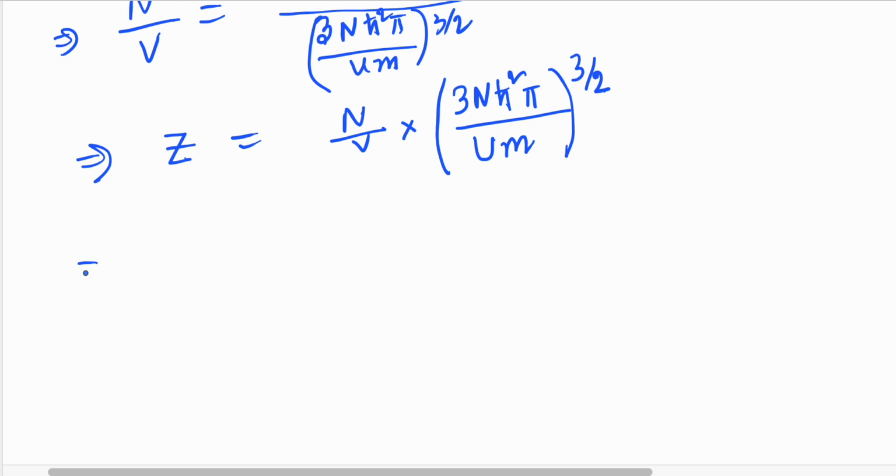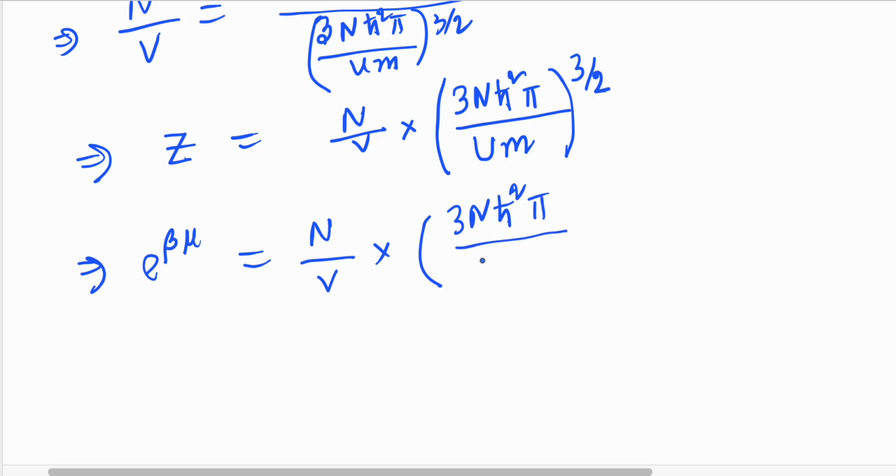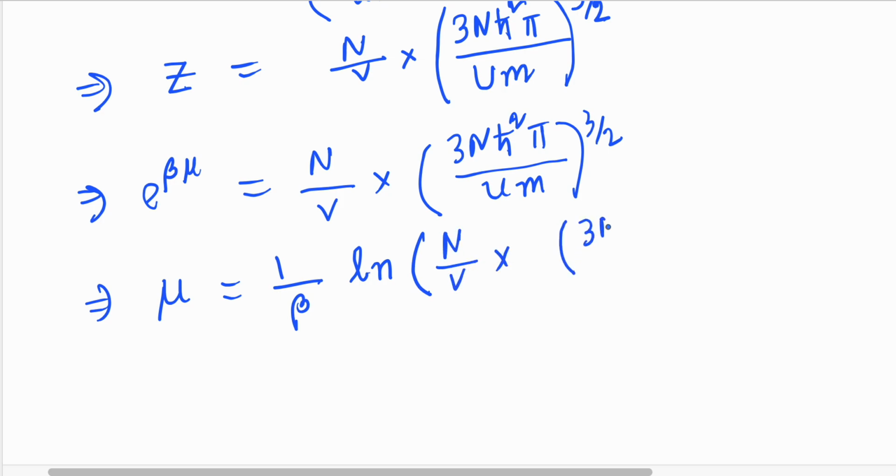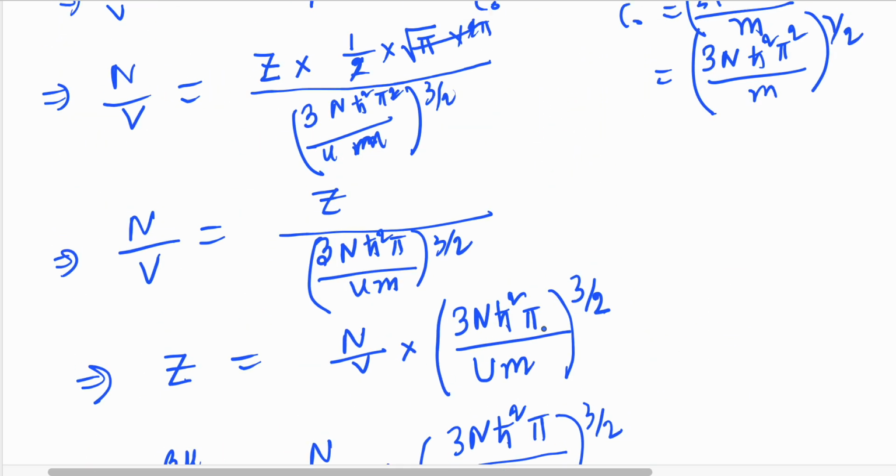So that means we know e to the power beta mu is n by v into (3n h cut square pi m)^(3/2). That means mu will be 1 by beta log in natural base n by v into (3n h cut square pi m) to the power 3 by 2. So now we have expressed mu in terms of this.